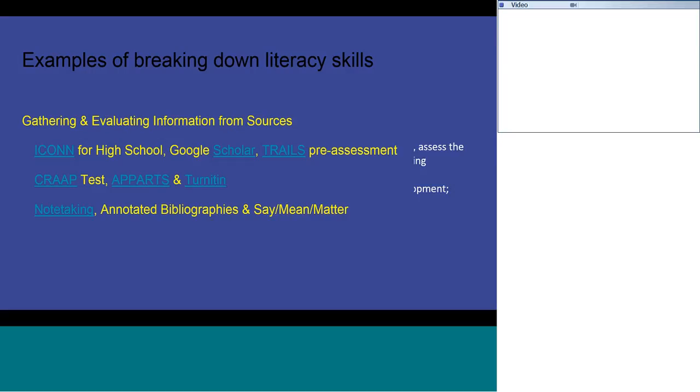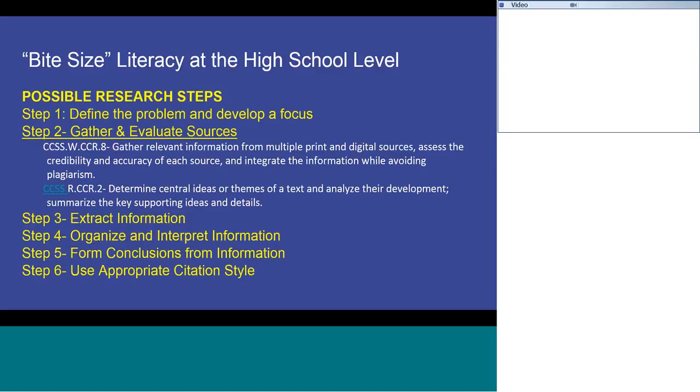One thing that I really like about breaking down the literacy skills at the high school level is that you are able to provide more feedback on specific standards. For example, if we go back to the other slide, at step 2, I can now give very specific feedback about the core standards of gather relevant information from multiple print and digital sources, assess the credibility and accuracy of each source, and integrate the information while avoiding plagiarism.